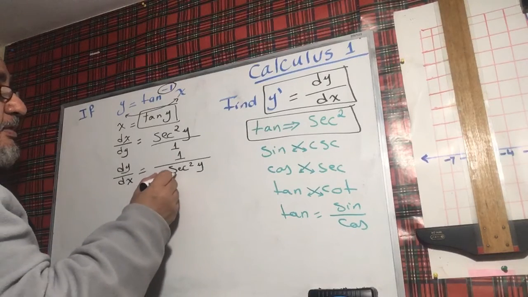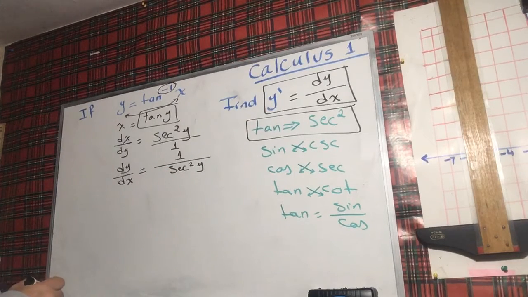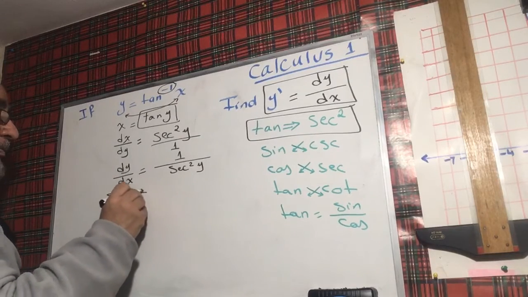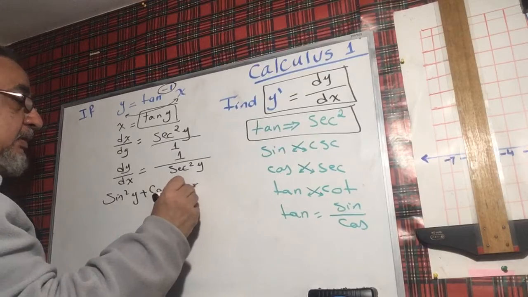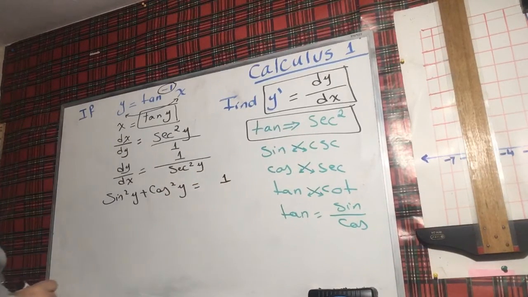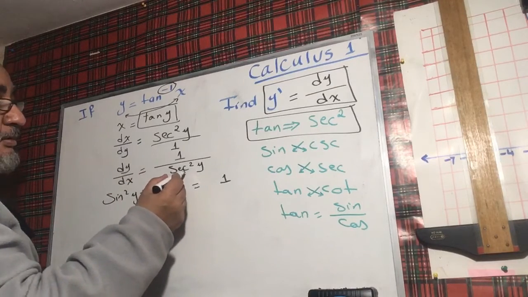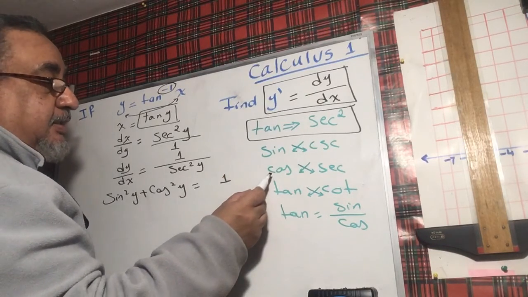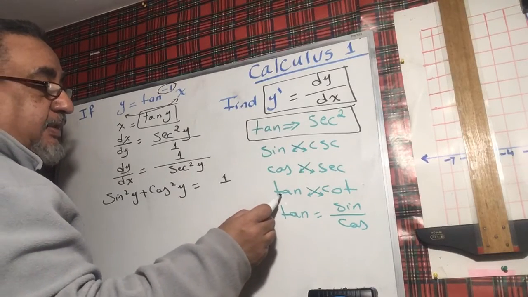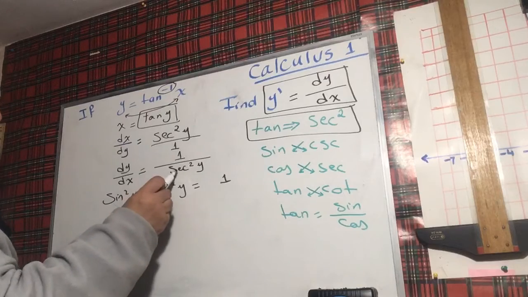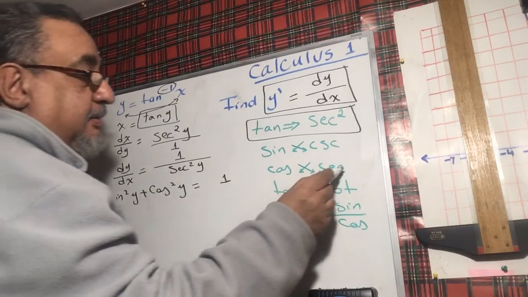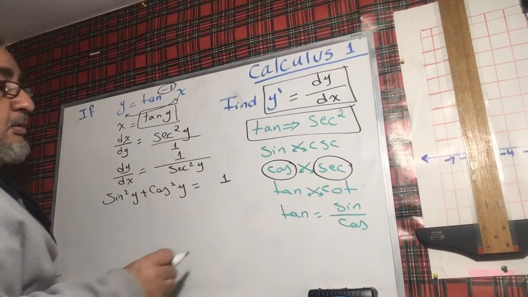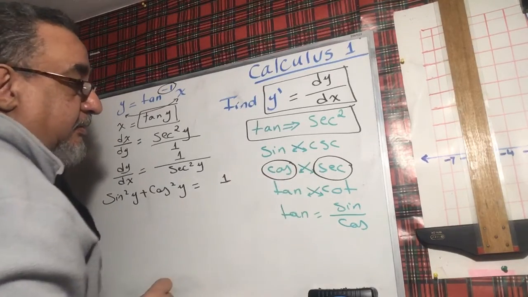Now, we have to find secant squared of y. How can we find secant squared of y? That's easy. We have sine squared of y plus cosine squared of y equals 1. This is secant squared. The reciprocal of sine is cosecant, the reciprocal of cosine is secant, and the reciprocal of tangent is cotangent. So the reciprocal of secant is 1 over cosine, or 1 over cosine equals secant.